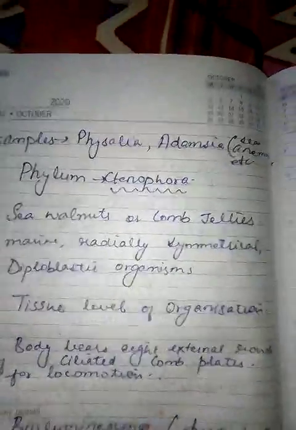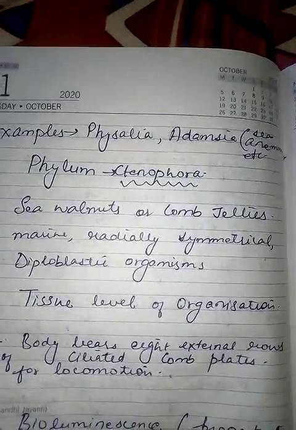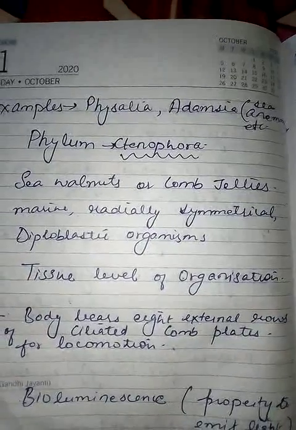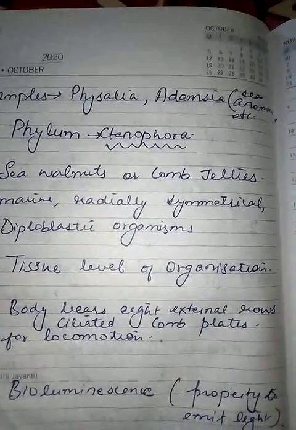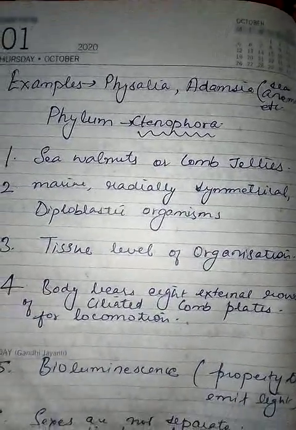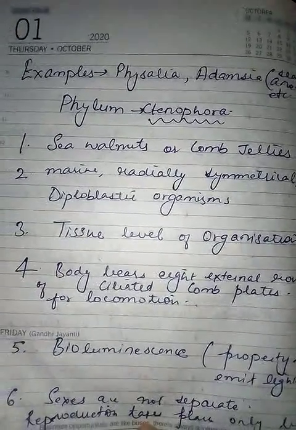Then examples are Physalia and Adamsia. These two examples of Coelenterata are important. Adamsia is sea anemone.